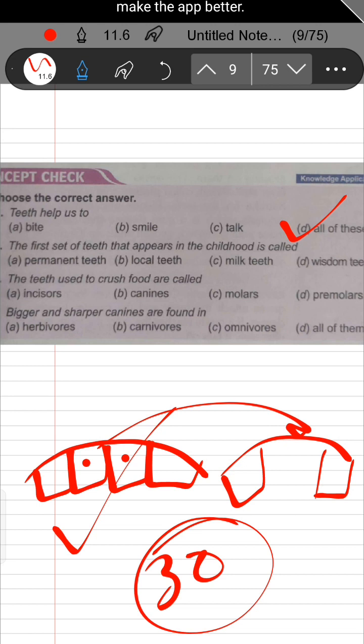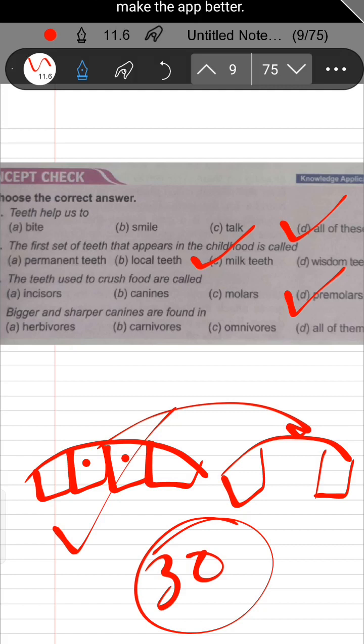The second question. The first set of teeth that appears in childhood is called, as we have discussed, milk teeth, because milk teeth appear during childhood, which after 6 years fall and we get the permanent teeth. Question 3. The teeth used to crush food are called premolars. Like the herbivores, they have well-defined premolars for crushing the food like plant products, like the plant stem, leaf. So premolars are used for crushing the food.